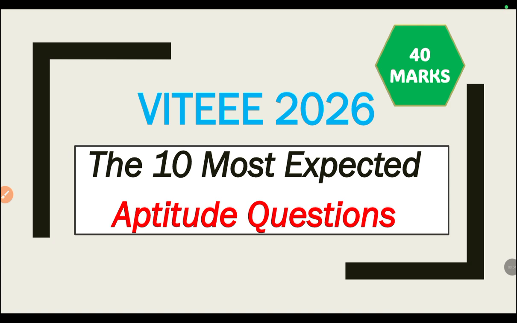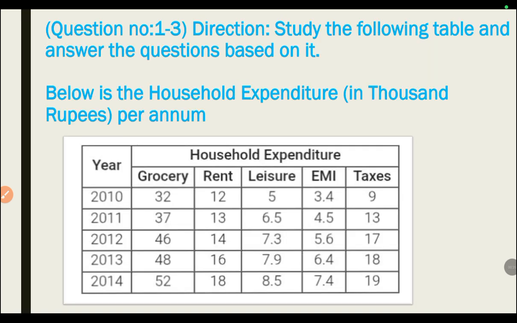So in this channel, I will teach you VITEEE 2026, the top 10 most expected aptitude questions. This section is very important as it gives you 40 marks, so definitely your score will boost. So let's get into the question. And here comes data interpretation, which is a very important topic. You all have to learn this topic.